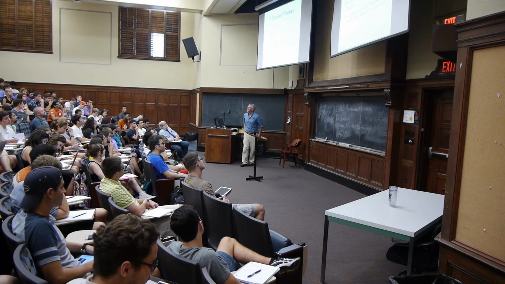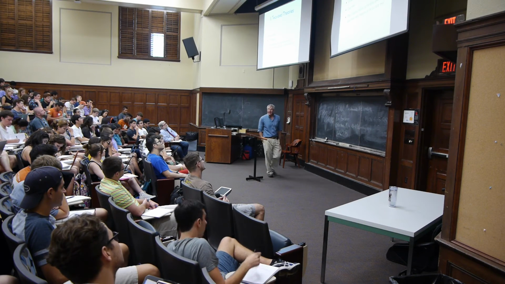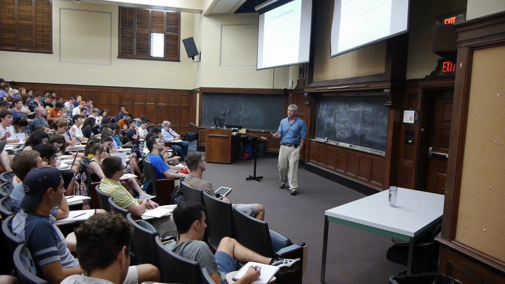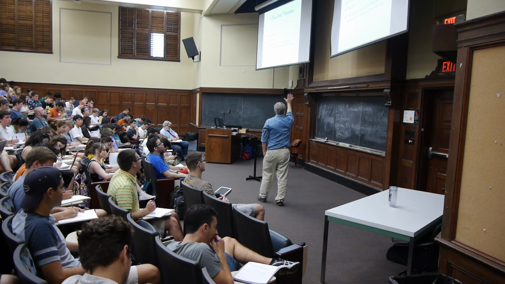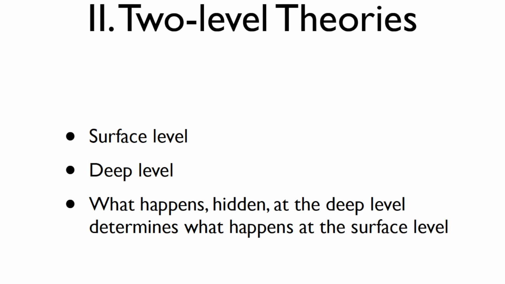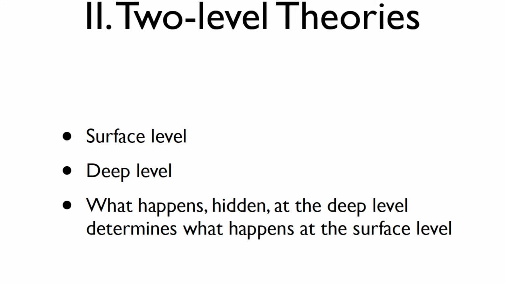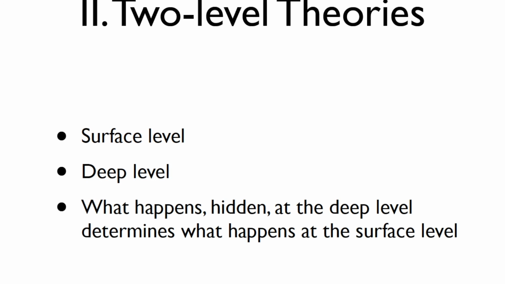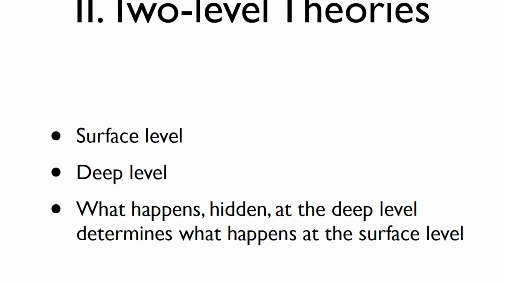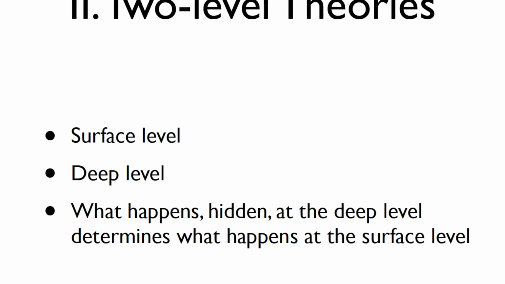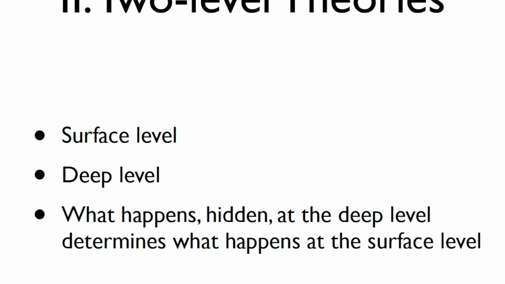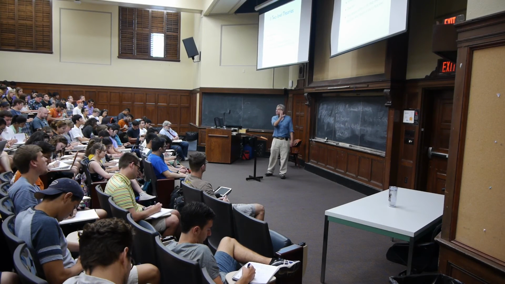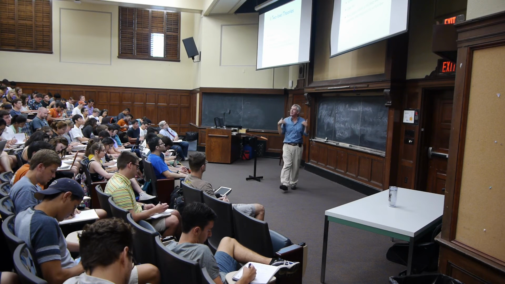Well, the second idea that I want to talk about, that is a major factor of the Enlightenment, and shapes the problems of the 20th century, is the idea of a two-level theory. On a theory like this, there is a surface level, but also a deep level, a depth level. And the idea is that what happens hidden at that deep level determines what happens at the surface level. It is an abstract characterization here, and the term two-level theory is my own.